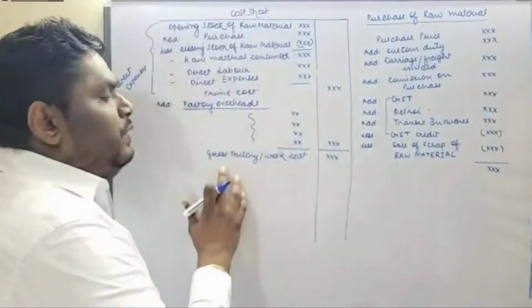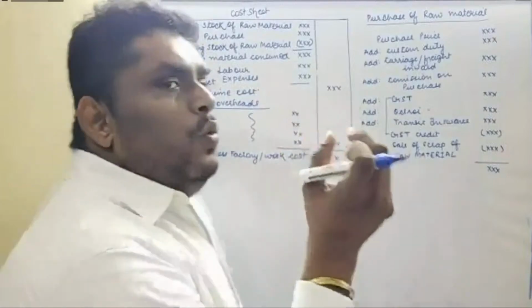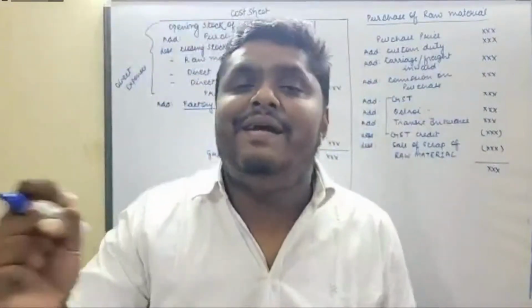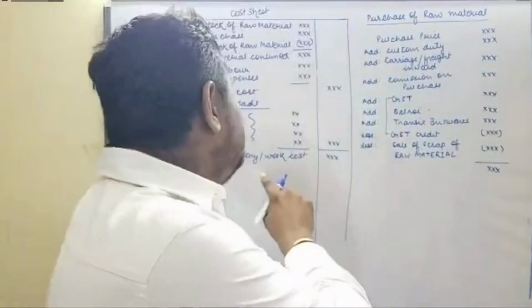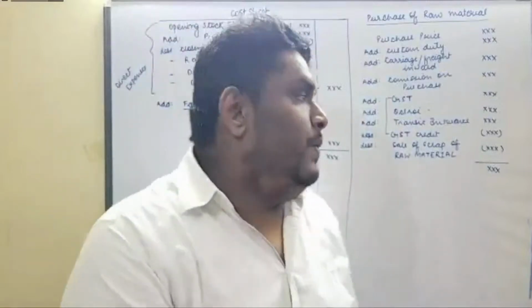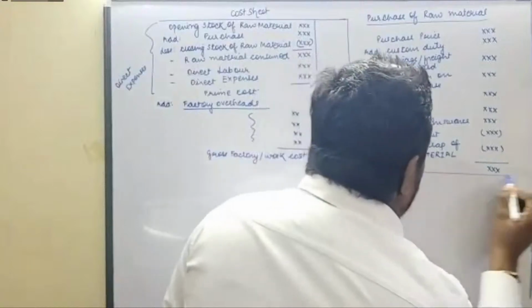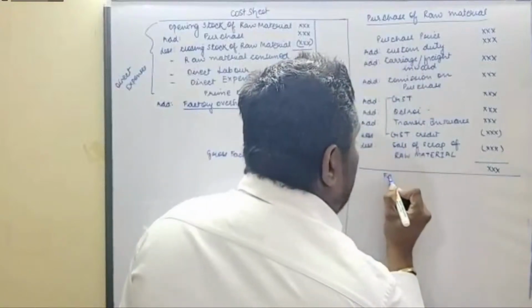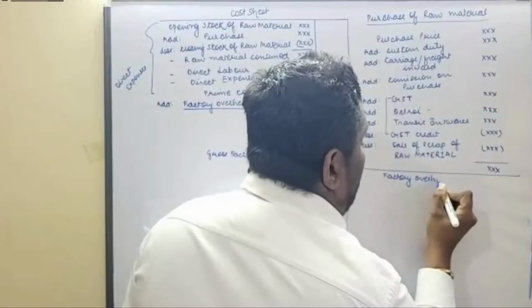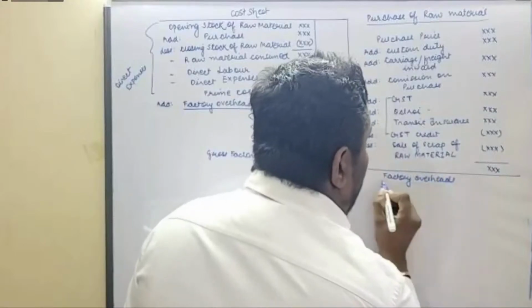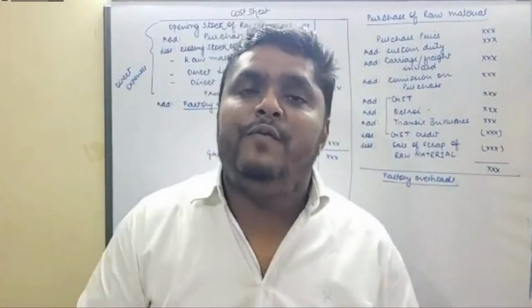So how to calculate gross factory cost, work cost? Very simple. In prime cost, whatever the overheads that are incurred at the factory level will be added to calculate the gross factory cost or work cost. When talking about the factory overheads, I'll give you a few examples.